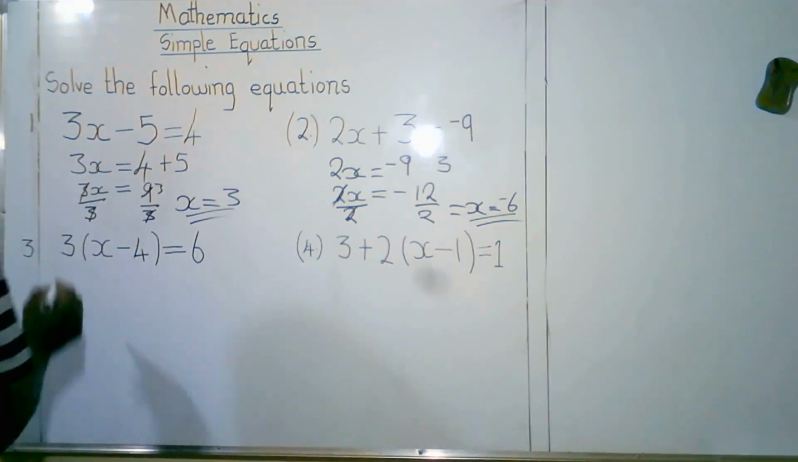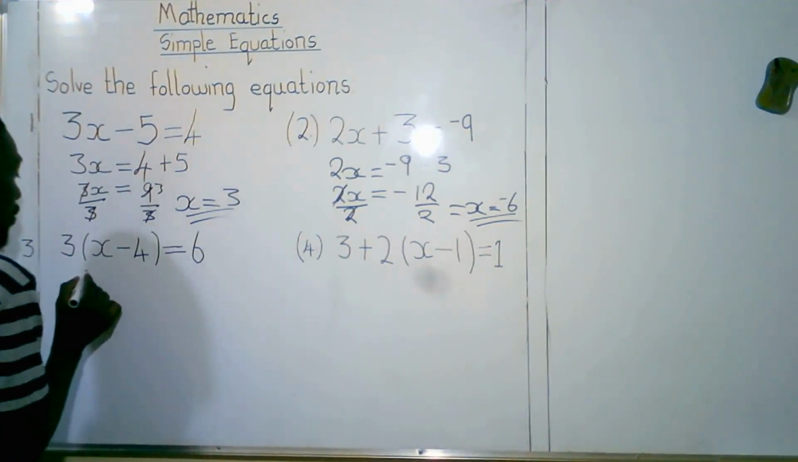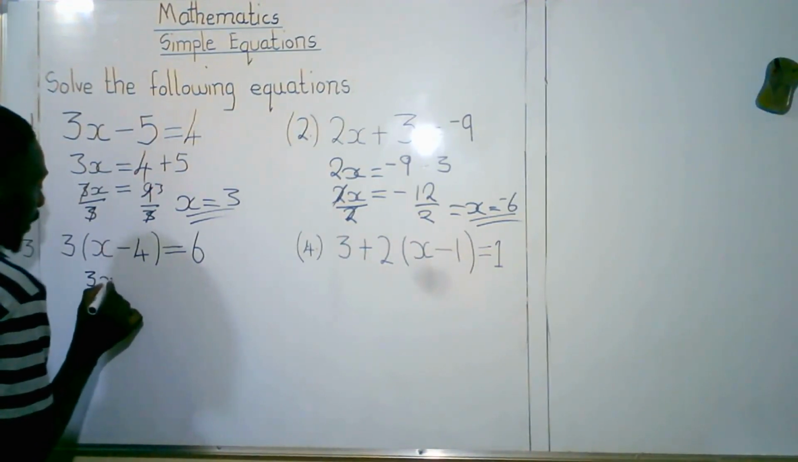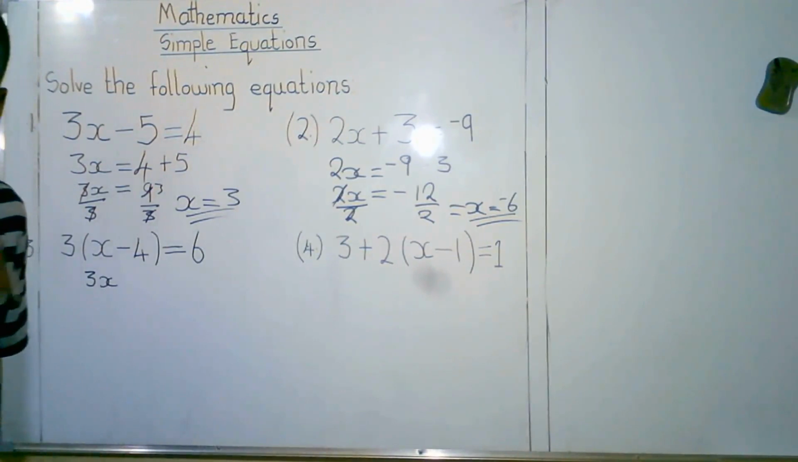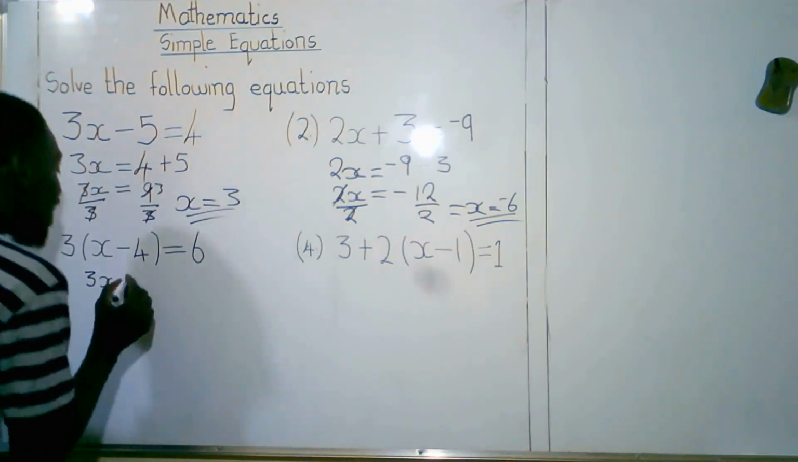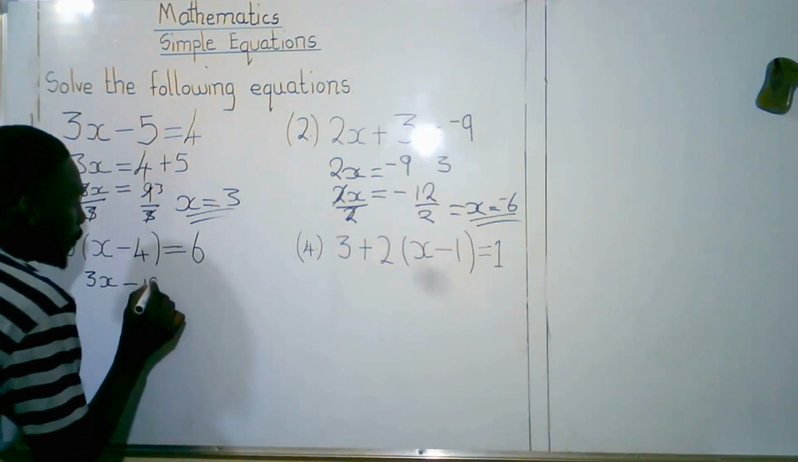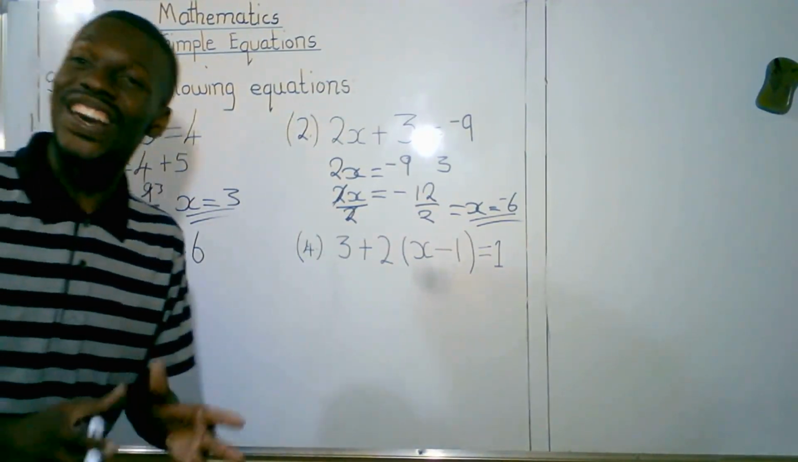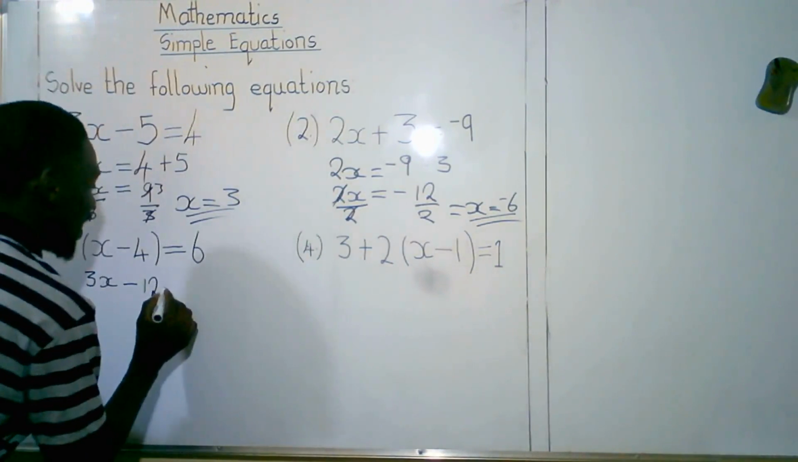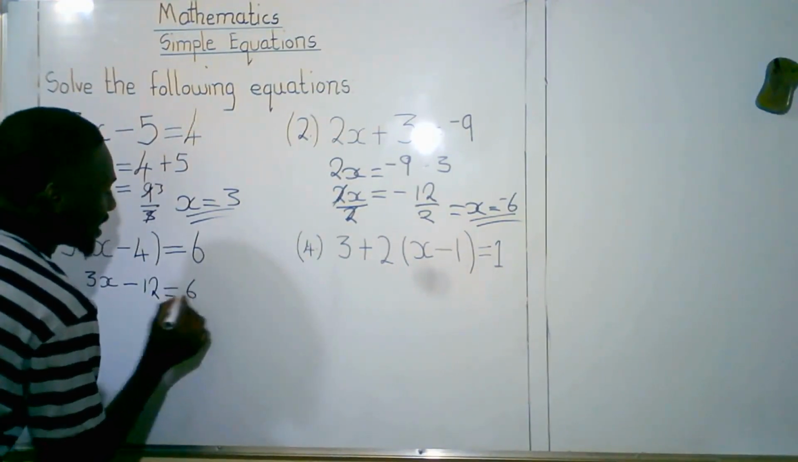Let's do this. 3 multiplied by x, we're going to have 3x. 3 multiplied by negative 4, we are going to have negative 12. Positive multiplied by a negative, the answer is a negative. Very good. Equals, we bring down the 6 as it is.